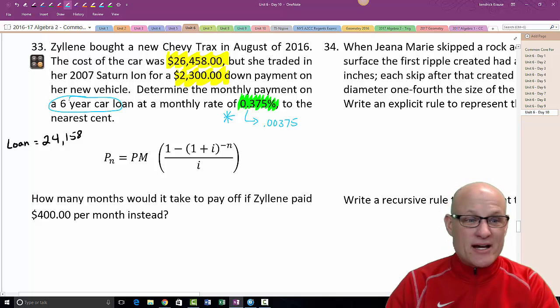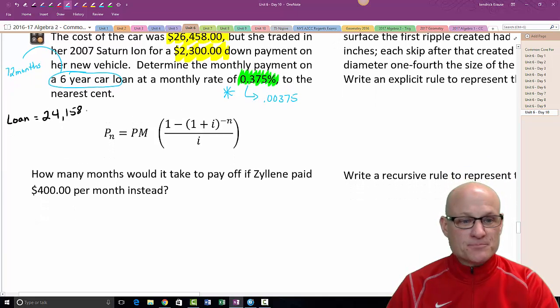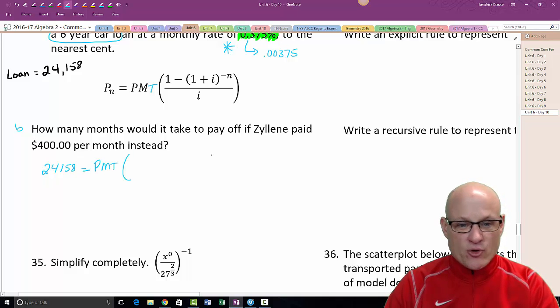Determine the monthly payment on a 6-year loan. Oh my God, there's so much going on. 6 years is 72 months. We had a lot to do in this problem, but I think we're okay now. This is part A, but the only place I gave you room is down here. So let's do it down here. $24,158 is equal to my payment, and then all this stuff.